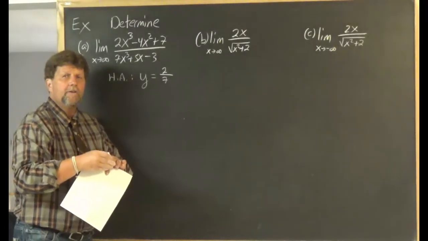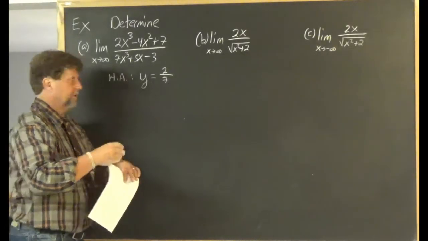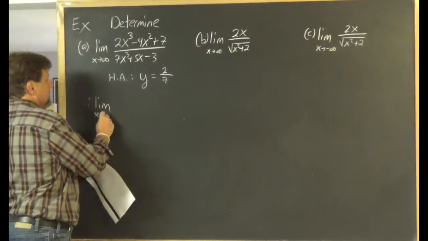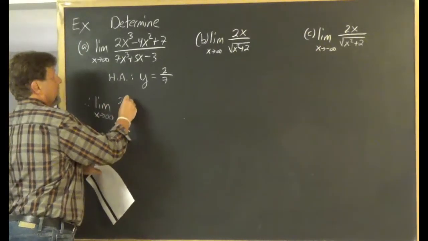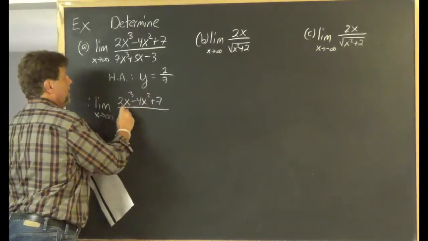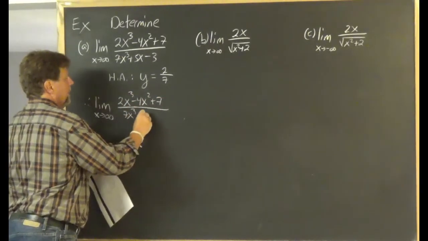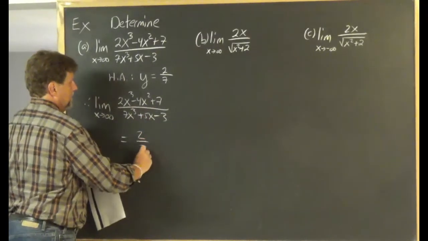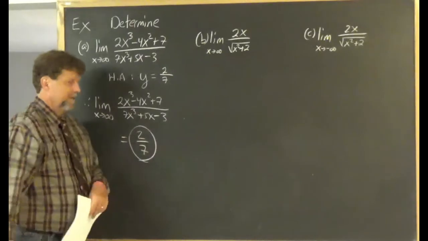Because I know the equation of the horizontal asymptote, that tells me that the limit as x goes to infinity of 2x cubed minus 4x squared plus 7 over 7x cubed plus 5x minus 3, that limit is 2/7.